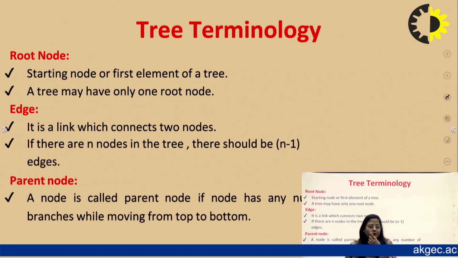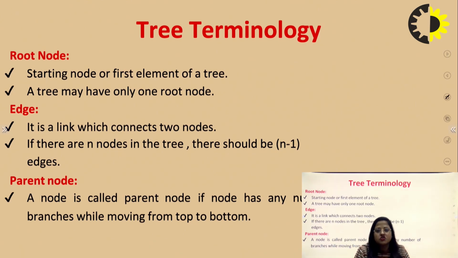When we create a tree, we should know some terminology about the tree. First one is root. What is root? The root node is the first node of any tree. Then we start the other branches and create the other nodes. So the root node is the start node, or first element of a tree. A tree may have only one root node; it is always present and must be, but only one root node.